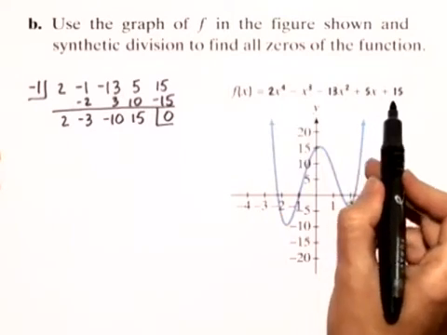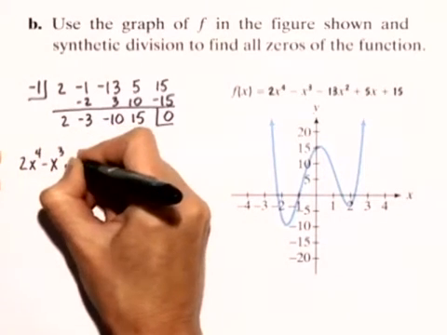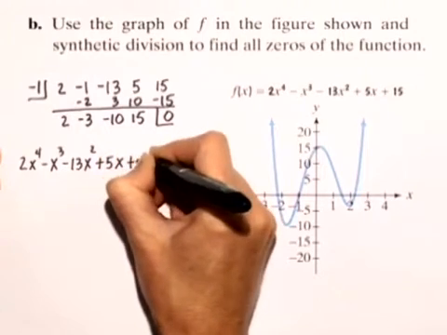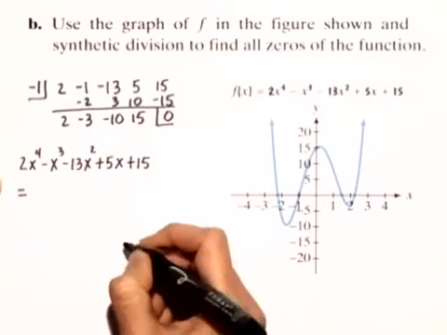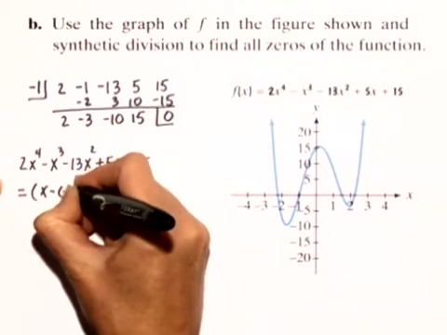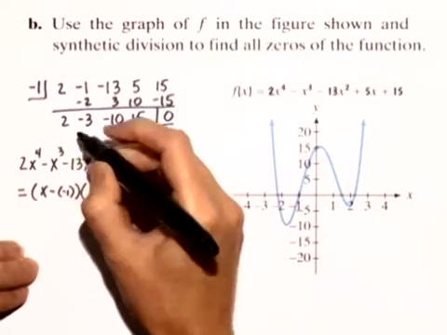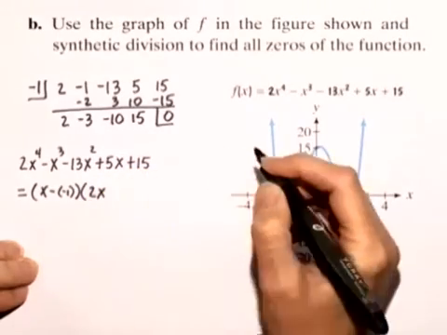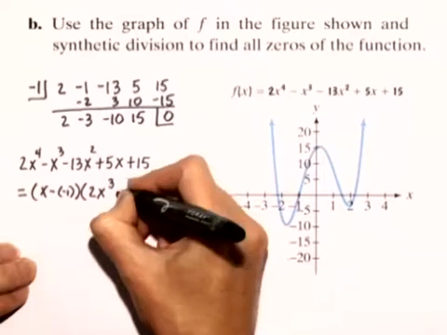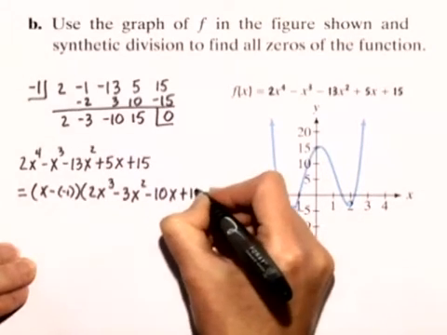Here's how we're going to do it. Let's start with our original function. We have 2x to the 4th minus x cubed minus 13x squared plus 5x plus 15. And we can say that this is equal to a combination of factors. We have the factor x minus our first root of -1, which is really the same as x plus 1, times the remaining factor, starting with this coefficient 2, it's going to be x to 1 degree lower than our leading term. So our leading term was x to the 4th. This will be x cubed. Then we have minus 3x squared minus 10x plus 15.